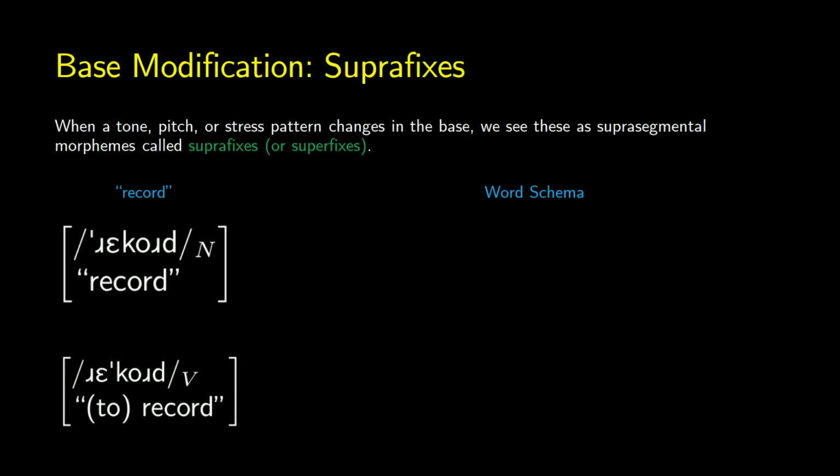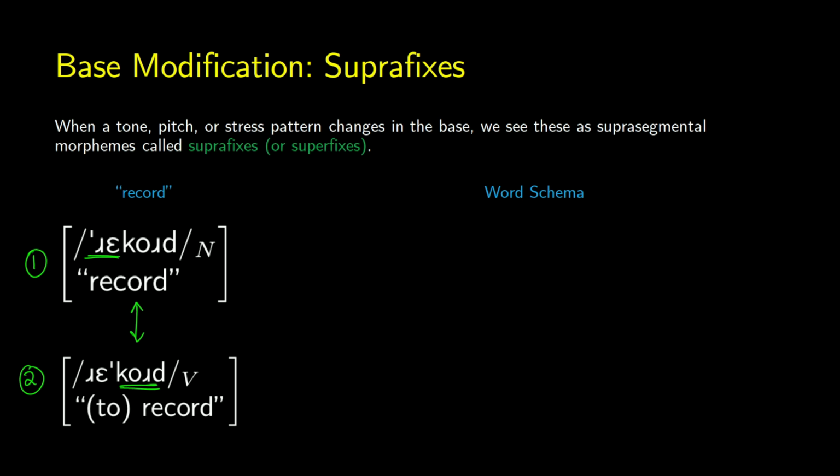If you're looking at anything above the sound layer, so above individual sounds, if you're looking at things like tone or stress or pitch, you're looking at things called suprafixes. And to demonstrate that, we can take a look at English. English has a lot of two-syllable words that can be a noun or verb depending on where the stress is. So in number 1, record, we have stress on that first syllable, and that's a noun form. But if we change the stress and put it on the second syllable, we get record, a verb. So there's a stress difference between these two forms, and they correspond with each other.